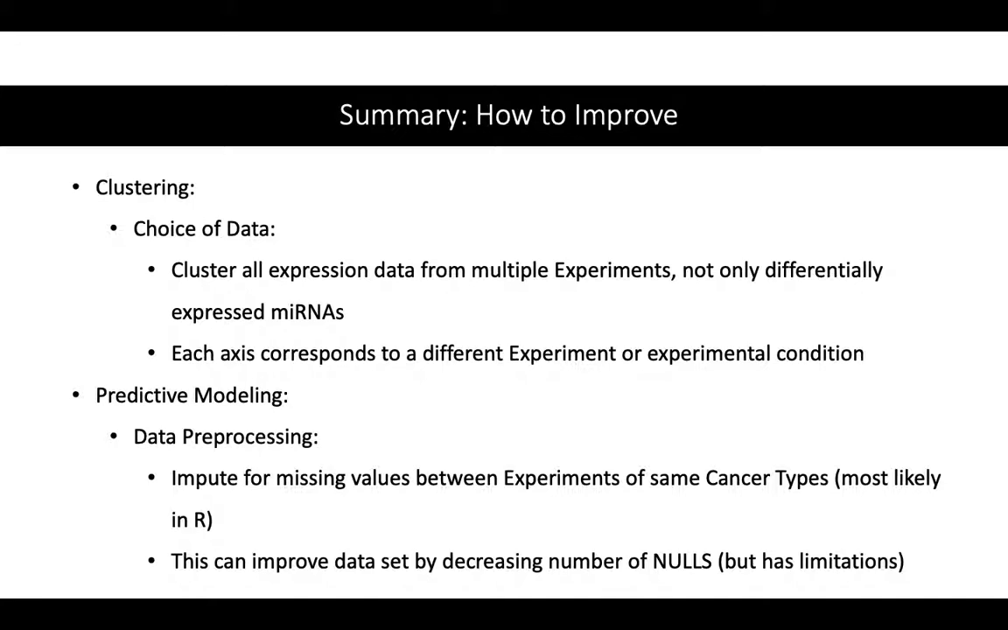A way to improve the data set by decreasing the number of nulls is to impute, or in a way infer, missing values between experiments of the same cancer types, which most easily can be done in R.